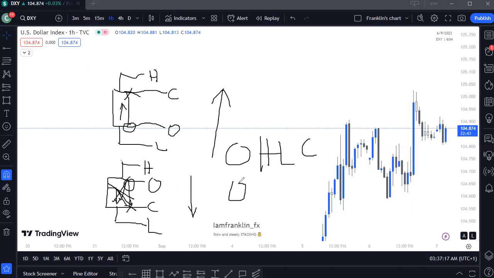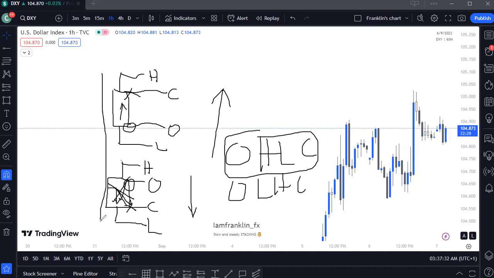Or open, low, high, and close. You can just take note of this: OHLC, open, high, low, close. The settings of the candle are then going to determine where the position is going to be. I hope this is clear.